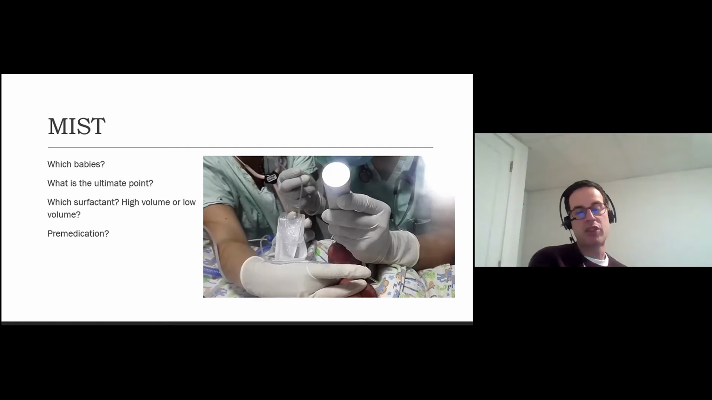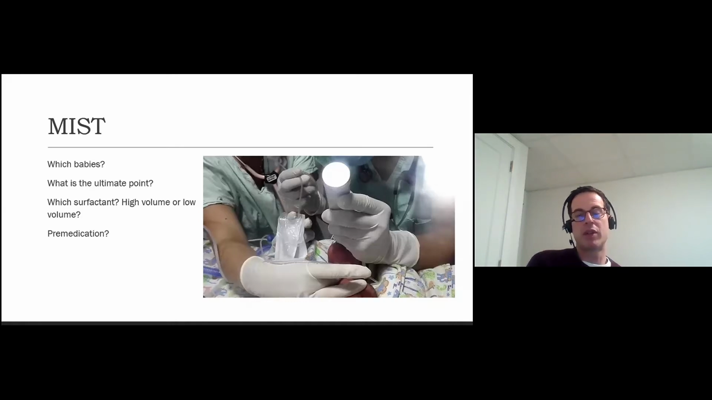And then the final question, which needs to be resolved, is pre-medication or not. This is something that's a bit of a hot topic. Do you believe this is a painful procedure that needs pre-medication? But you have to weigh that against this: if you give fentanyl or morphine or whatever medication you wish to give, and that suppresses respiration, will you wind up having to intubate the baby?